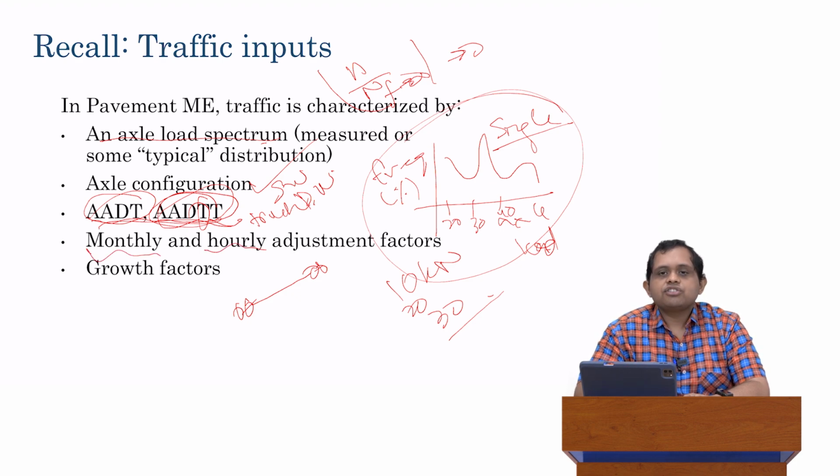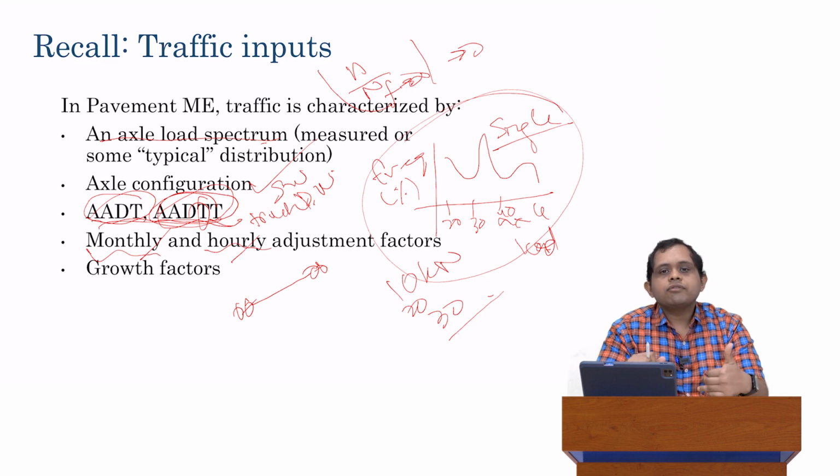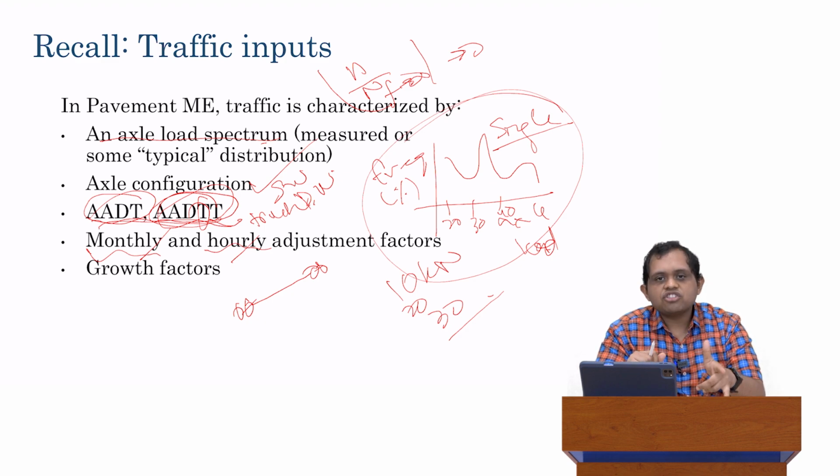Indeed, it also changes from hour to hour. So in the AASHTO Pavement ME, we can have monthly adjustment factors and hourly adjustment factors. We can say that although our baseline AEDT is so much, depending on the month, we may change it by maybe 10 to 15%, up or down. And perhaps for each hour also we can do it.